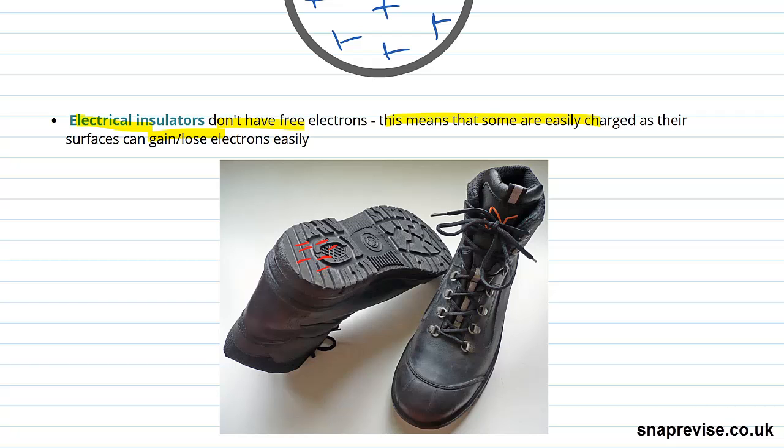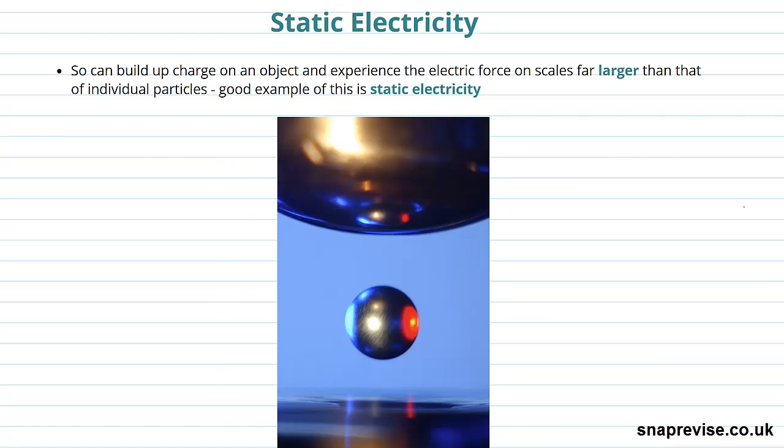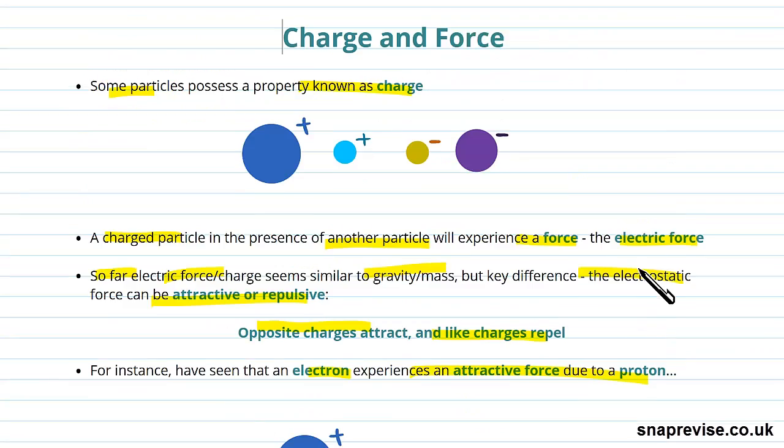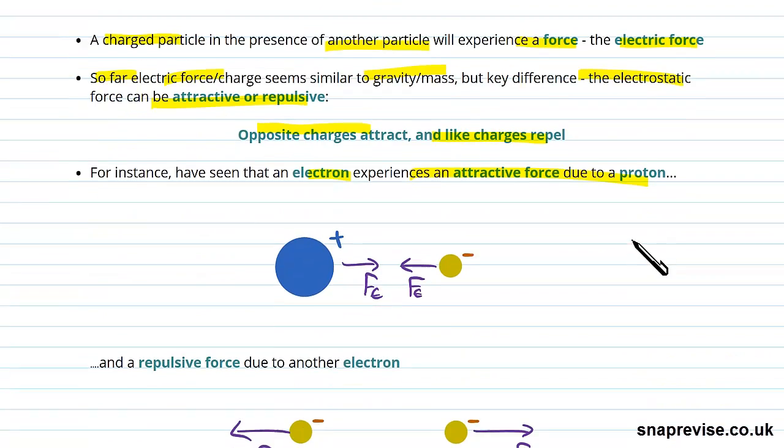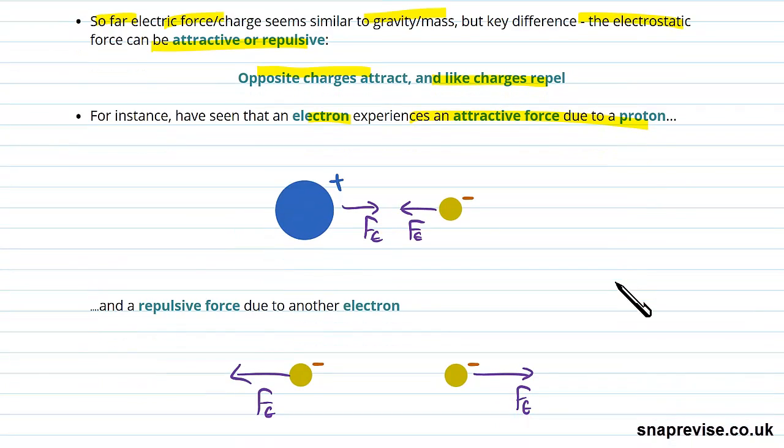So the upshot is that we can build up a charge on an object and experience the electric force on scales far larger than that of individual particles. As I was saying earlier, a good example of that is static electricity. If we go back to what we said about charge and forces in our first video, we were illustrating that with protons and electrons, these fundamental particles that have fundamental charges associated with them. But we don't need to think about that to demonstrate electrostatic force, because we can do it on much larger scales.